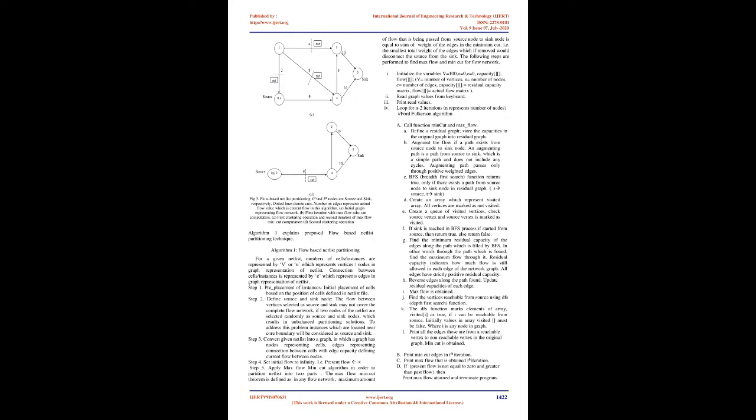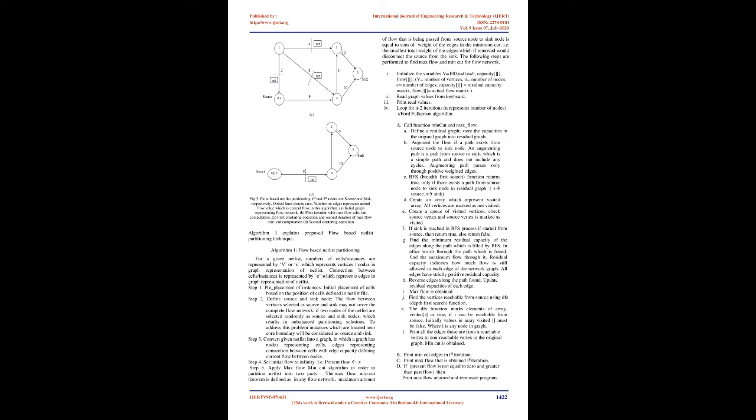Step 1. Pre-placement of instances, initial placement of cells based on the position of cells defined in the netlist file. Step 2. Define source and sink node. The flow between vertices selected as source and sink may not cover the complete flow network if two nodes of the netlist are selected randomly as source and sink nodes, which results in unbalanced partitioning solutions. To address this problem, instances which are located near the core boundary will be considered as source and sink.